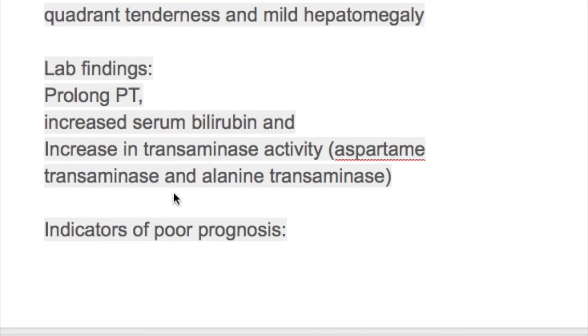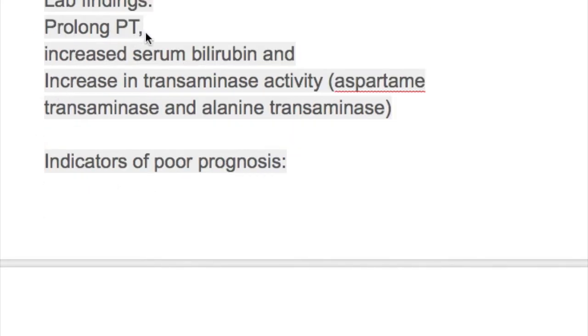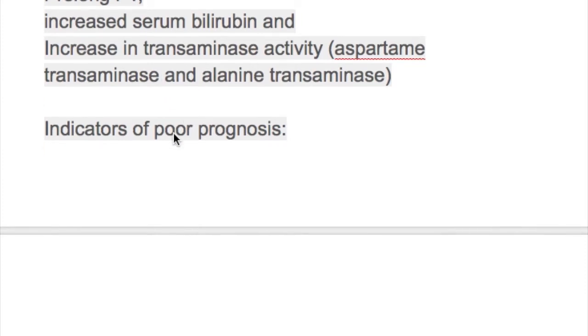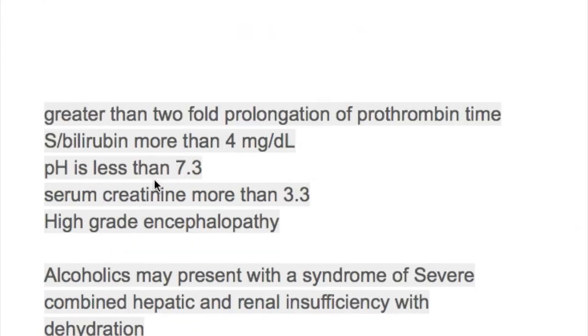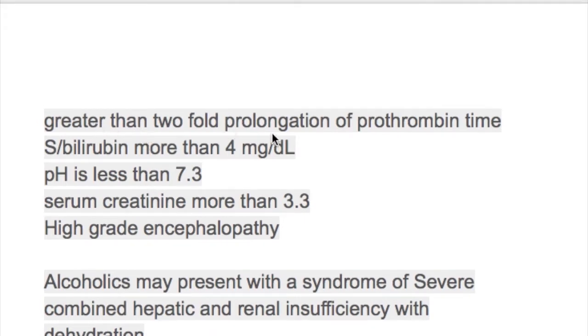The lab findings: prolonged prothrombin time, increased serum bilirubin, increase in transaminase activity, aspartate transaminase and alanine transaminase. The indicators of poor prognosis are greater than two-fold prolongation of prothrombin time, serum bilirubin more than 4 mg per 100 ml, pH less than 7.3, serum creatinine more than 3.3, and a high-grade hepatic encephalopathy.